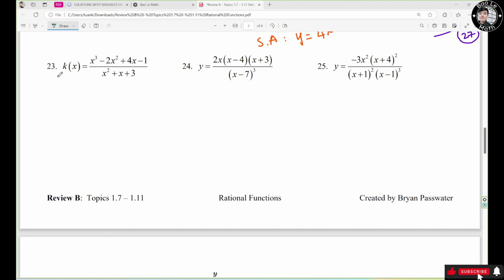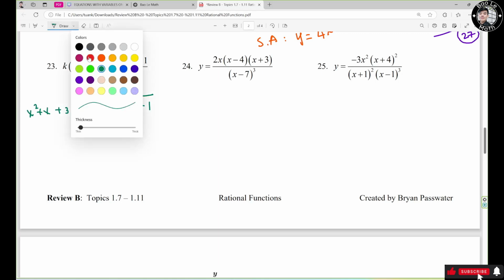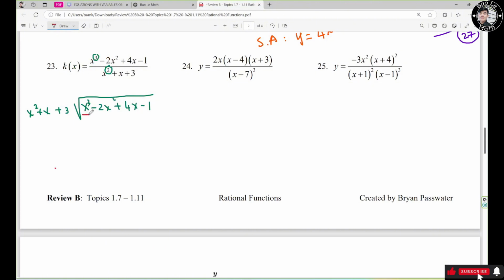Now let's move on to number 23. The degree on the numerator is 3. The degree on the denominator is 2. So it is 1 unit greater, so we have the slant asymptote. We need to do long division again. Now the leading term here is s cubed, and the leading term here is s squared. S cubed divided by s squared is s. Now I'm going to multiply this back. S times s squared is s cubed. I put s cubed right here. I need to change the sign. S times s is s squared. I need to change the sign, so it's minus s squared.